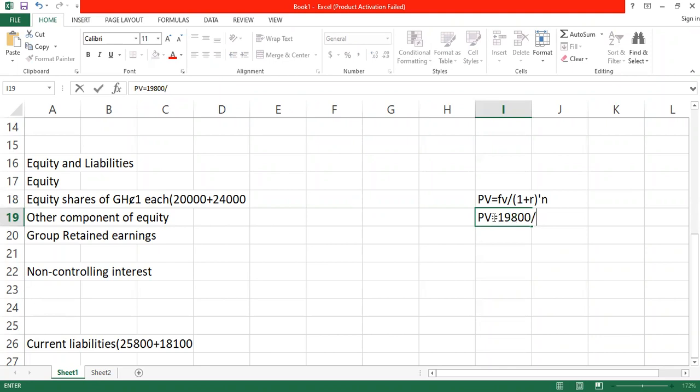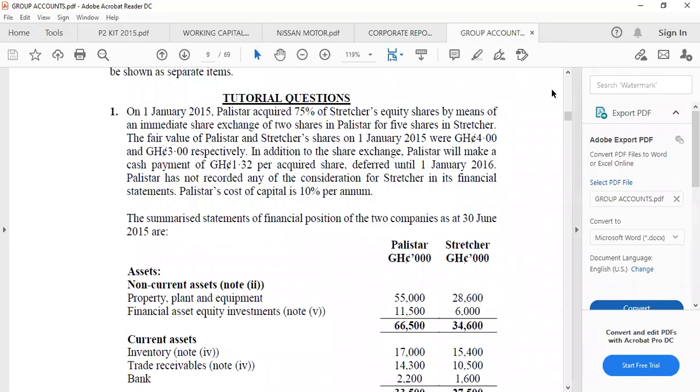divided by, what is the cost of capital of the parent? 1.1. It is 10%, isn't it? Yes, the 10% is 0.1. You add it to 1, it will be 1.1. What answer are you getting there?